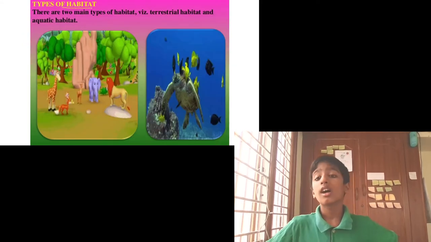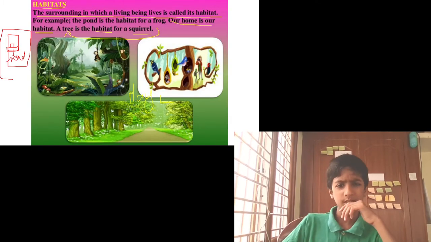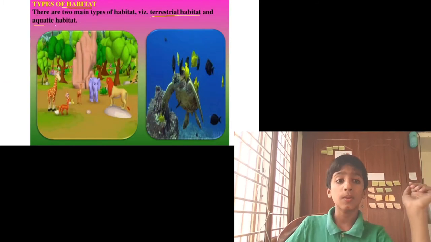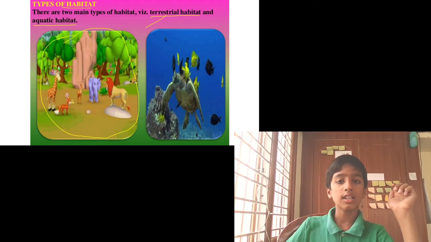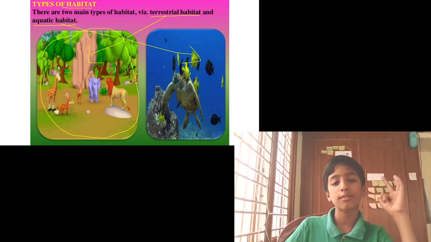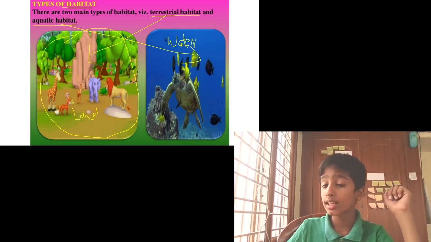Now the types of habitat. We learned habitat, and now there are two types. Do you know what they are? Yes, one is terrestrial habitat and one is aquatic habitat. This is the terrestrial habitat and this is the aquatic habitat. By seeing this picture, what can you understand? Yes, these are living on the land, and these are living in the water.